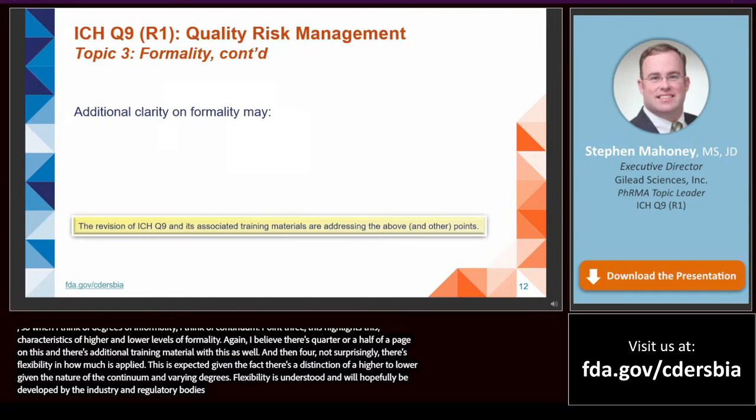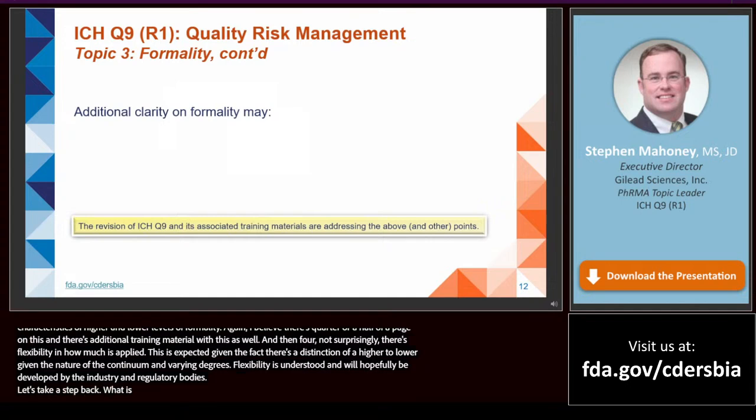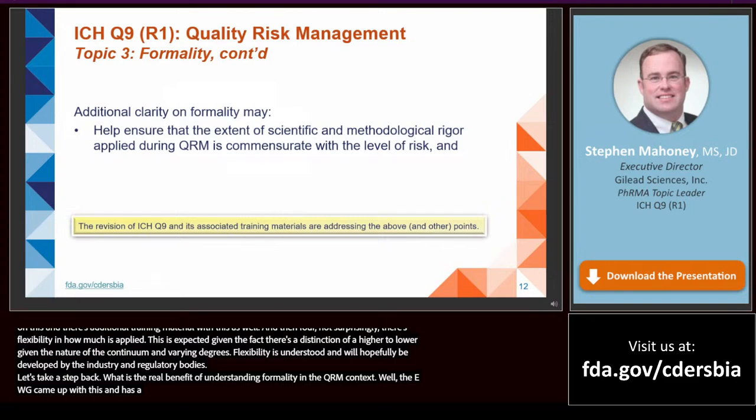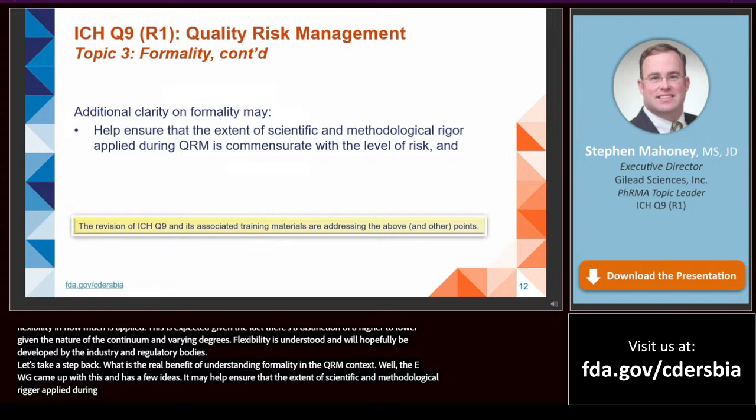But let's take a step back. What is the real benefit of understanding formality in the QRM context? Well, EWG thought about this, and they came up with a few ideas. We felt that additional clarity on formality may help ensure that the extent of scientific and methodological rigor applied during QRM is commensurate with the level of risk.